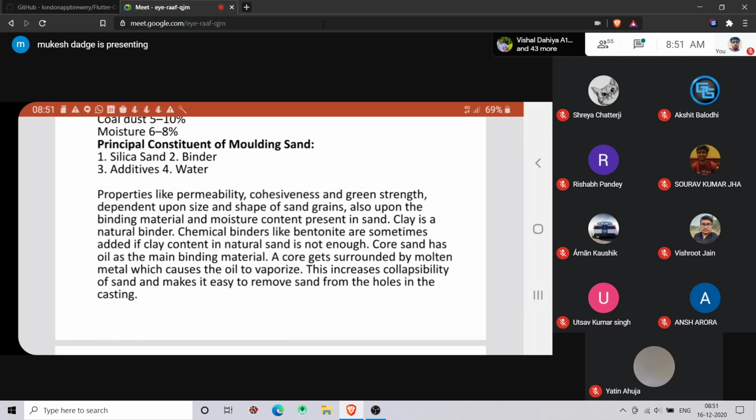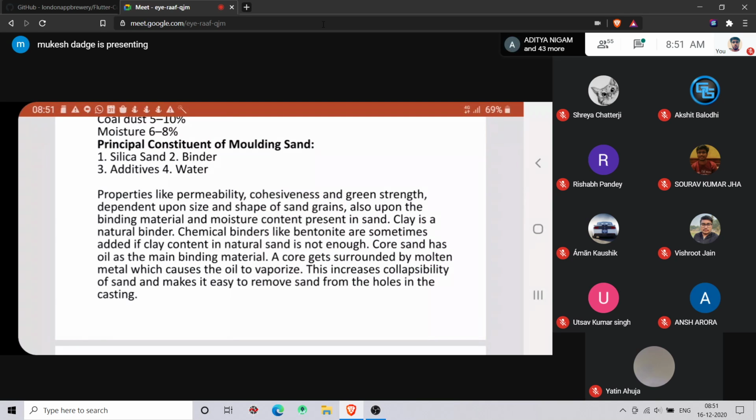Cohesiveness. It is having some strength. There are cohesive forces in it, the binding should be good. And green strength. Green strength means moisture should be there, and there is a bonding agent between the sand particles, depending on the size and shape of the sand grains, and also upon the binding material and moisture content present in the clay. Clay is a natural binder. Chemical binders are also there. Bentonite is sometimes added to clay, as that content in natural sand is not enough.